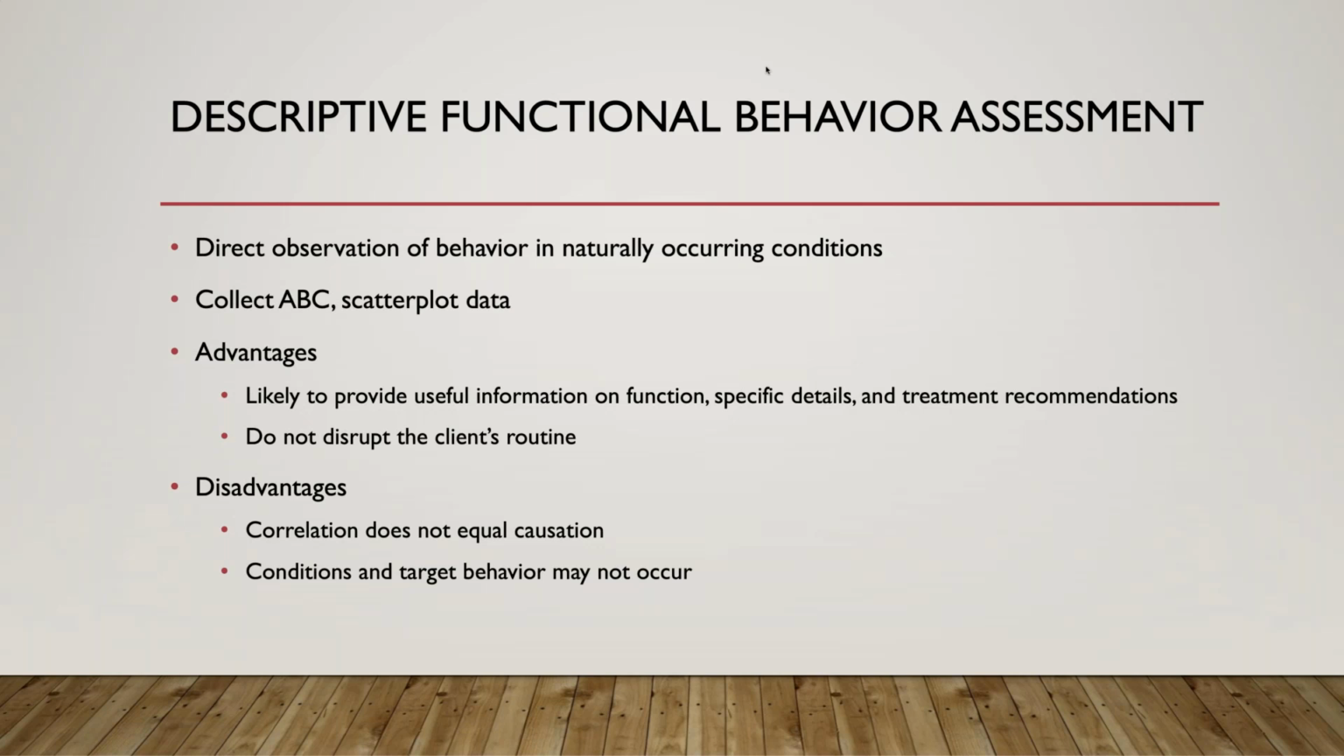The disadvantages are that correlation does not equal causation. Just because you're seeing something happen, it doesn't mean that that's the function of the behavior. It could be something completely different that's causing the function of that behavior. Since you're not doing an experimental control like the functional analysis, you don't know for sure. But the more data that you can collect, the more sure that you can be.